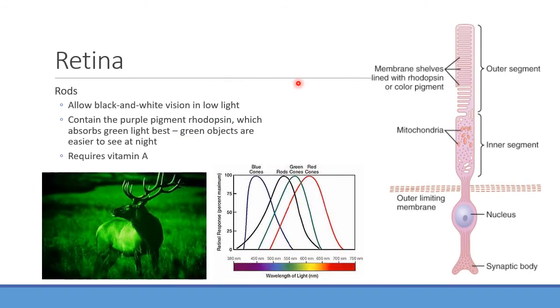So what is actually happening? We have rods and cones. Cones are good for what? Color vision, right? And then our rods are typically good for what? More like black and white sort of vision, more monochromatic vision is another name for that.